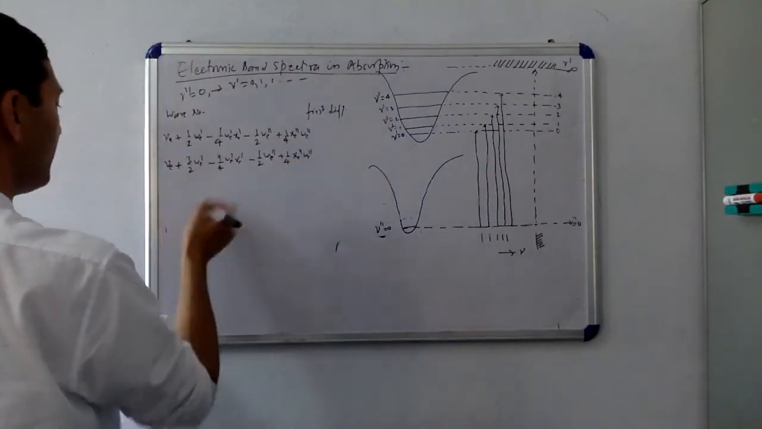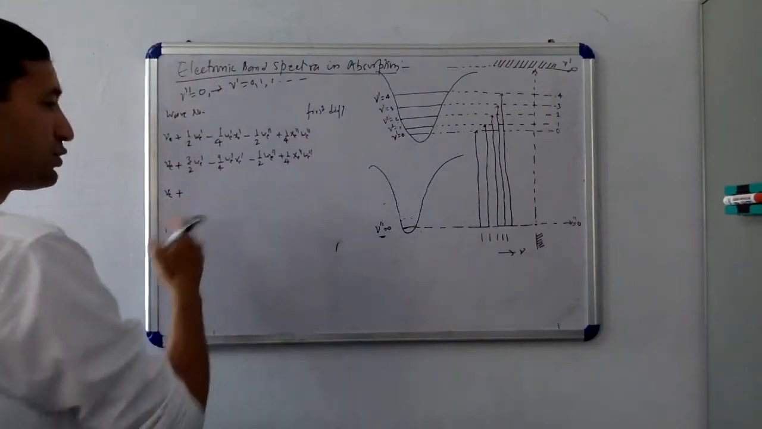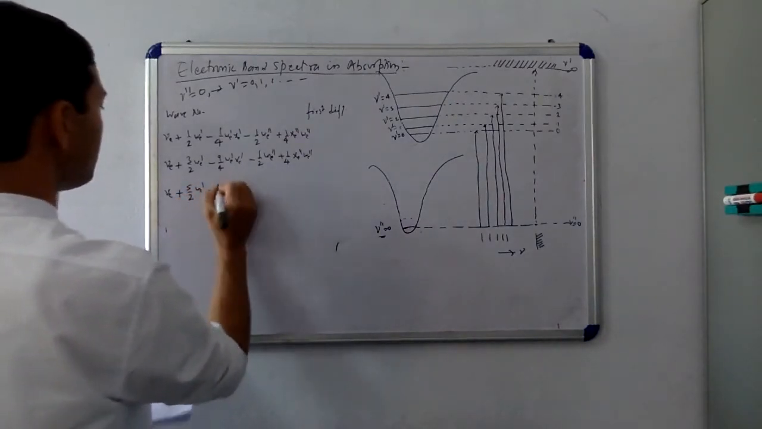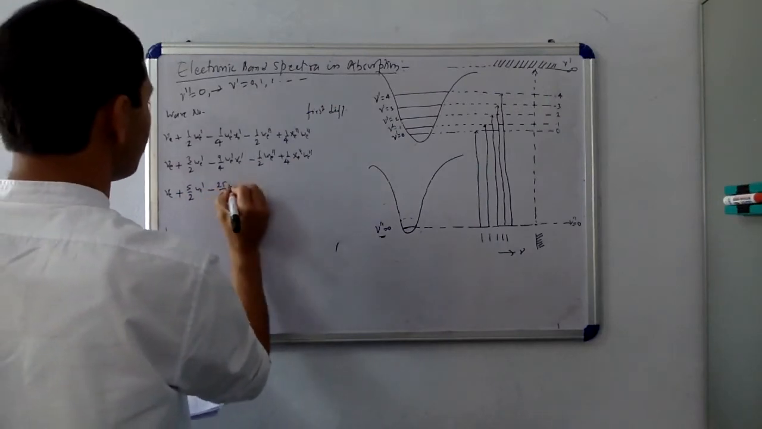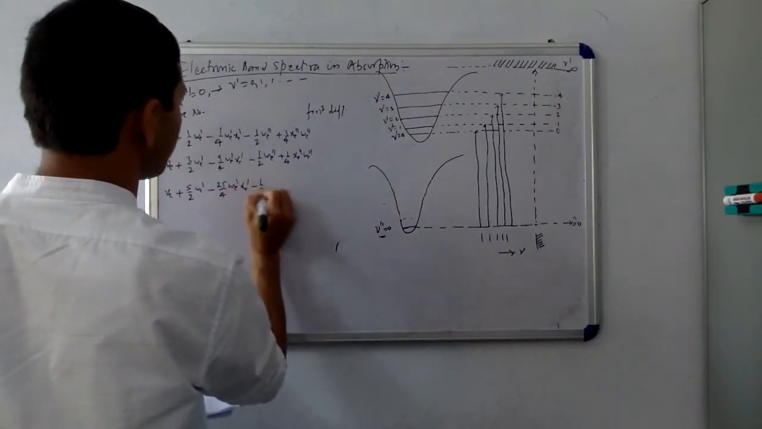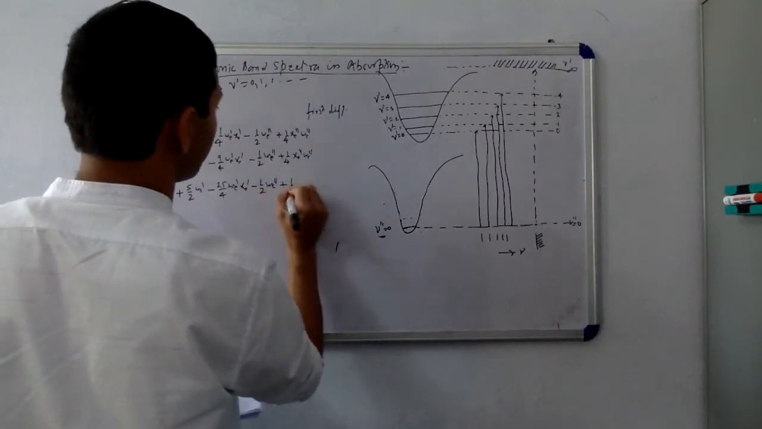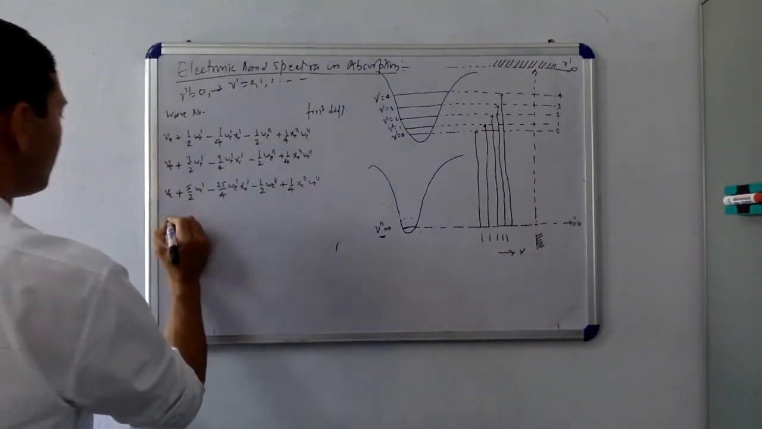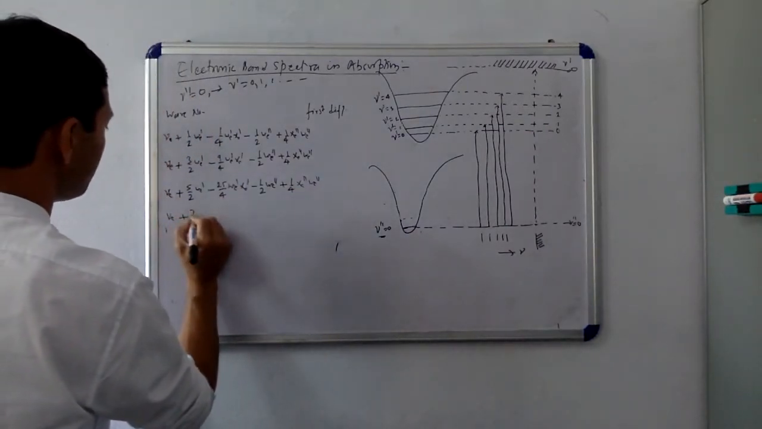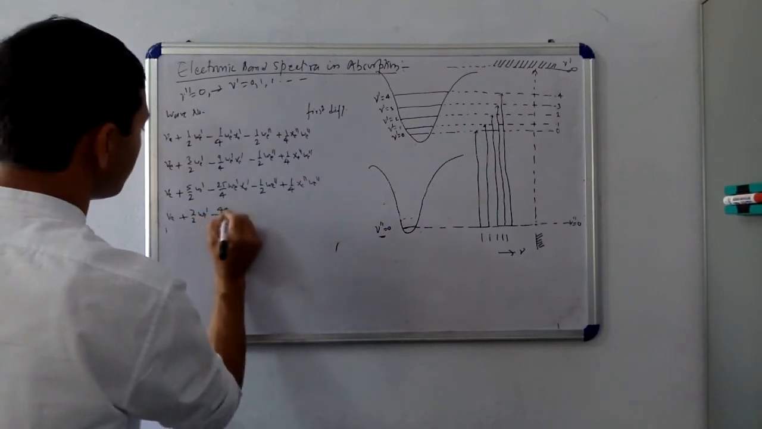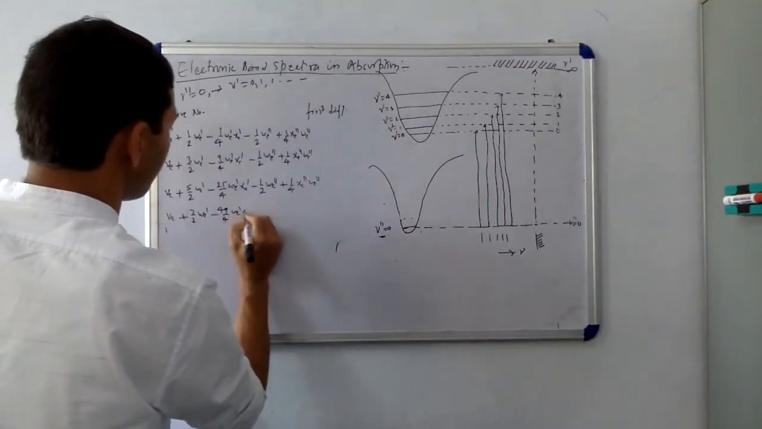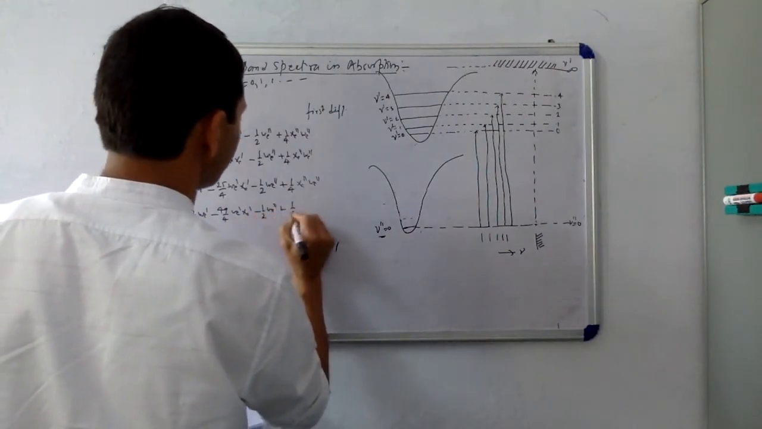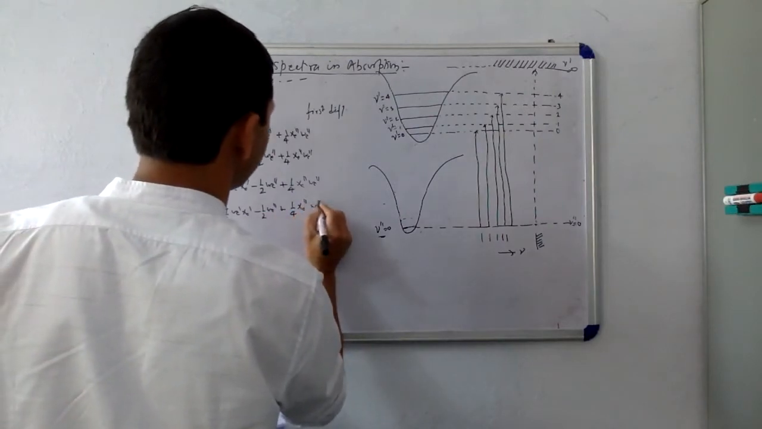And for the higher level, again νE plus, now ν' is 2, this is plus 5/2 ωE' minus 25/4 ωE' xE' minus 1/2 ωE'' plus 1/4 xE'' ωE''. And similarly for 3, you have νE plus 7/2 ωE' minus 49/4 ωE' xE' minus 1/2 ωE'' plus 1/4 xE'' ωE''.